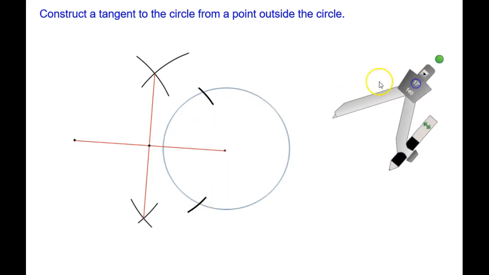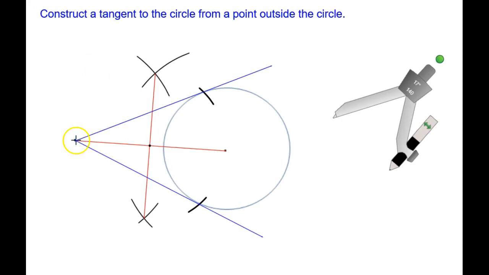Now the last thing we need to do is construct segments that are going to go from our original point through this point of intersection on our circle above and below, and those are going to be our tangent lines. So I go from the point outside the circle, construct a line that goes through that point of intersection and through the point of intersection below, and these are the tangent lines from this point outside the circle to the circle. They intersect at exactly one point, which would be the point of tangency.